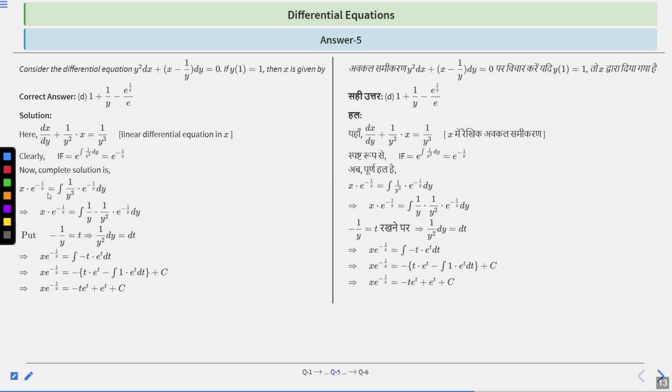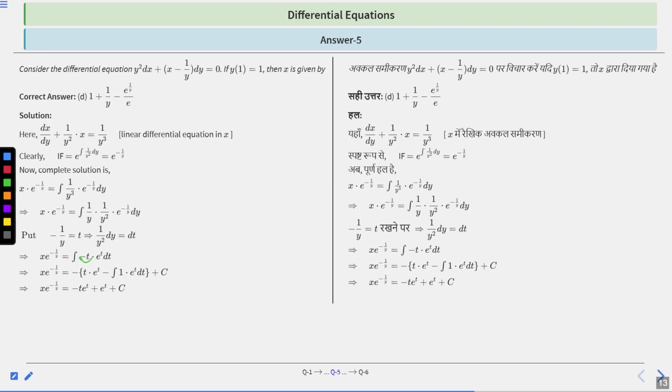Now, the complete solution is x e to the power minus 1 by y is equal to integration of 1 by y cube into e to the power minus 1 by y dy. Therefore, x into e to the power minus 1 by y is equal to integration of 1 by y into 1 by y square e to the power minus 1 by y dy, right? So put minus 1 by y is equal to t. Then you will get 1 by y square dy is equal to dt. Therefore, we will get x e to the power minus 1 by y is equal to integration of minus t e to the power t dt.